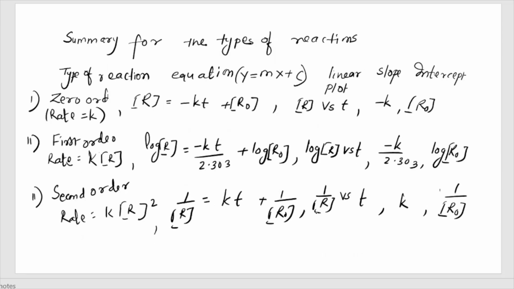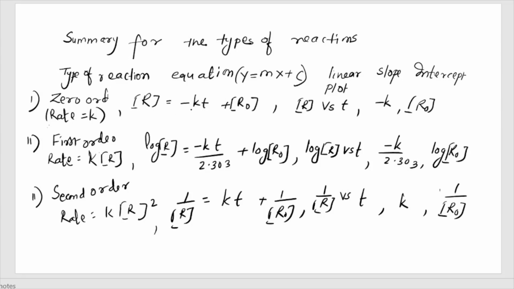Then, a summary of the types of reaction you can observe till now. What are you observing? Zero order, first order, second order. Zero order reaction is where rate equals K. That means when rate equals K, this is a zero order reaction. It never depends on the concentration of the reactant.